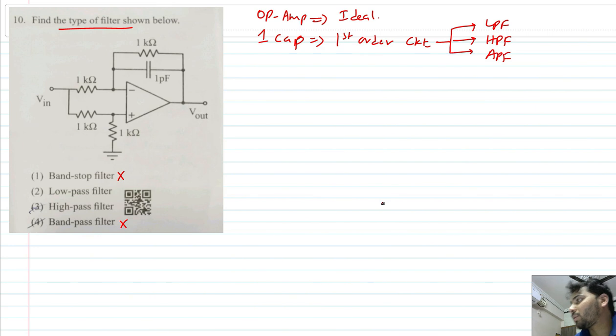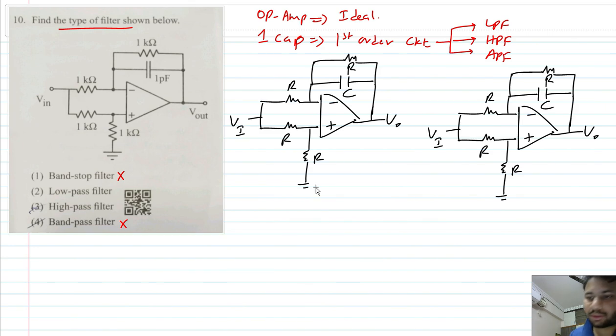So now we have to choose between low pass and high pass. So how do you decide low pass or high pass? By simply finding the output or the gain at low and high frequencies. So first let us find the gain of this circuit at low frequency. At low frequency the capacitor behaves like an open circuit. You can simply remove the capacitor like this, and then let us find the output.